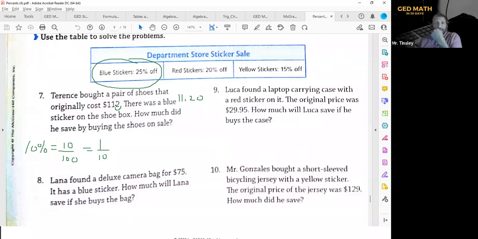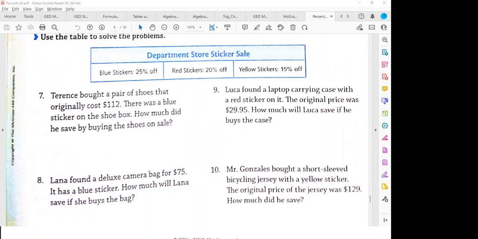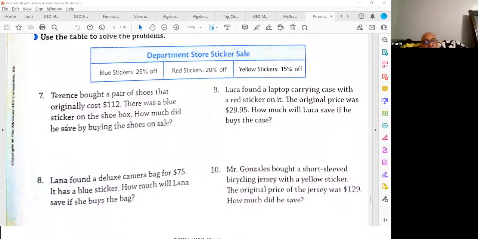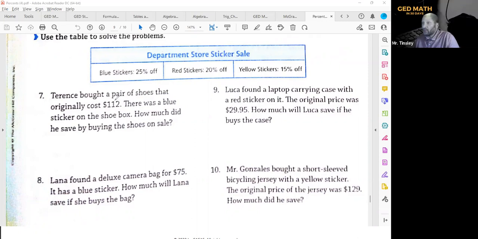So let's look at this problem. Let me save it. Again, go back to what we know. How you start any word problem is identify your givens. What do we know? We know the cost. The cost is 112.